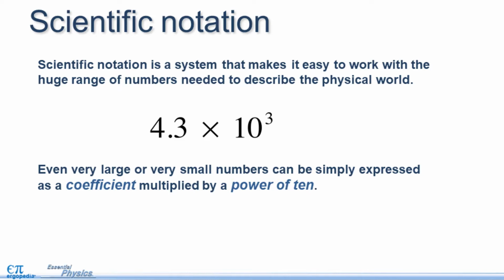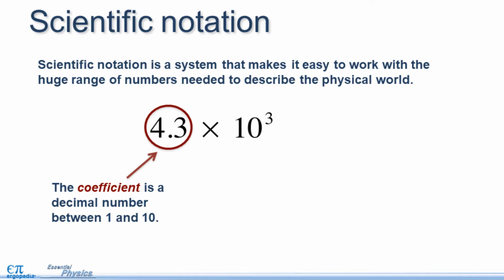Scientific notation allows us to talk about the sizes of things that are very large or very small. Scientific notation is a system that makes it easy to work with those huge numbers that are needed to describe the physical world. It also helps us to describe very small numbers as well. So for instance, if we have 4.3 times 10 to the 3, this is a very large number that's been expressed in scientific notation. This number is simply expressed with a coefficient multiplied by a power of 10.